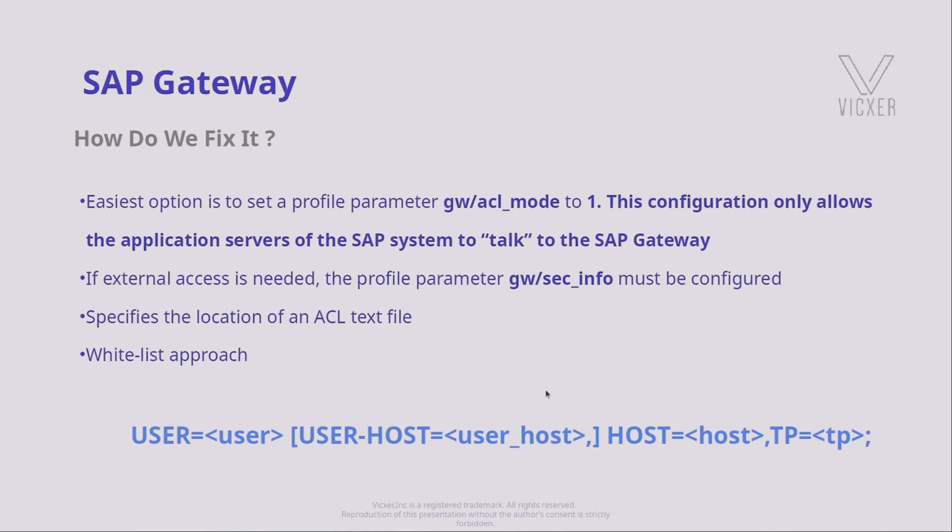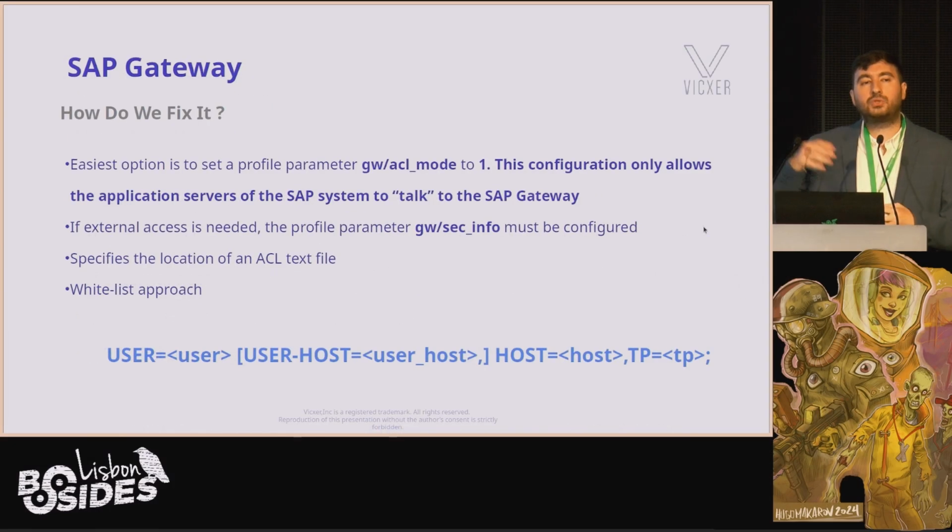So, before we move forward, how do we fix stuff? Okay, if you're lucky enough and you don't need external interfaces to speak with your gateway, you're in luck. It's just a profile parameter. Very simple. You just switch the gateway ACL mode, this profile parameter, to 1, and you restart the SAP system. Otherwise, the changes will not take effect. And once you do that, only the application servers will be able to connect to the gateway.